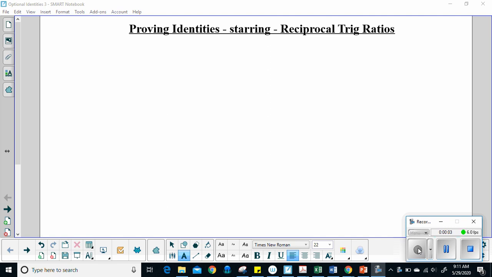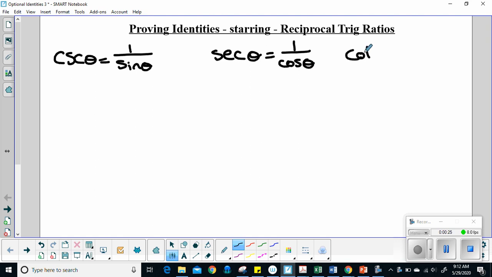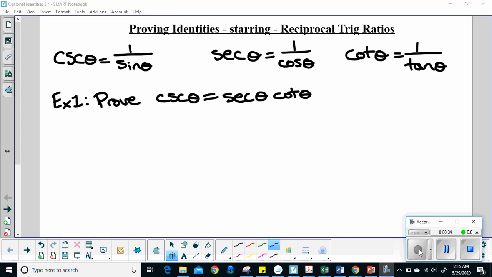More proving of identities. This time it's starring our reciprocal trig ratios. So let's not forget what our reciprocal trig ratios are. Those were our cosecant. Remember, cosecant is 1 over sine. We have secant, which is 1 over cos. And we have cotangent, which is 1 over tan. Okay, so let's do a few proofs with those.